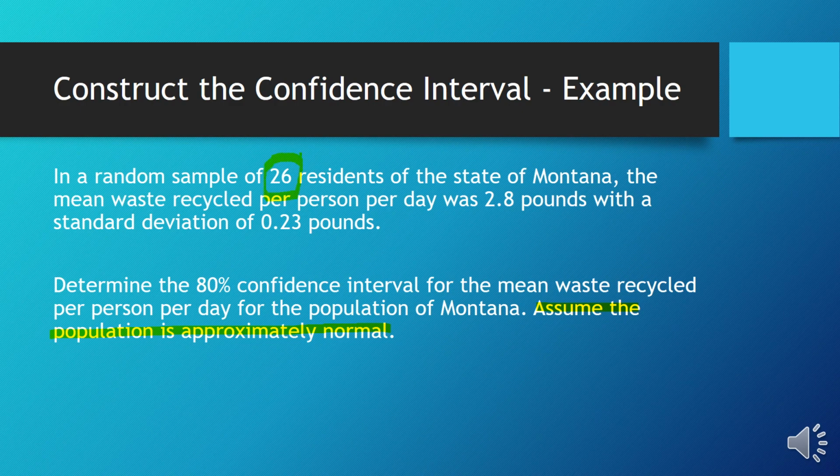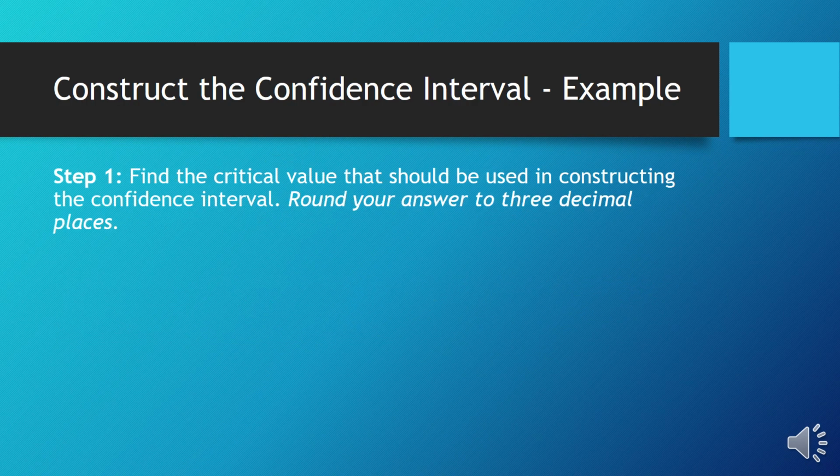We know our sample size is 26. We know our X bar, our sample mean, is 2.8. And we know our sample standard deviation, S, is 0.23. So, step one is to find the critical value that should be used in constructing the confidence interval. And again, this would really only be important if you were doing this by hand. If you're using your calculator, you're not going to have to find the critical value, but some of the homework problems may ask you to do this, so I'm going to show you how to do it.